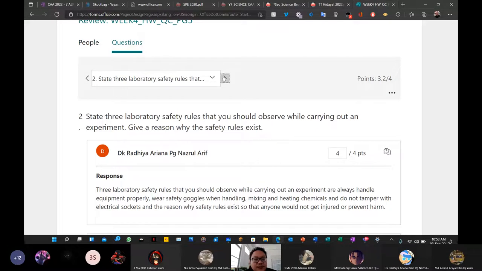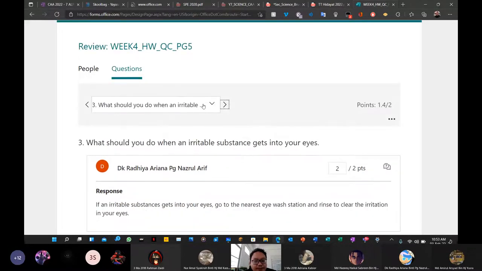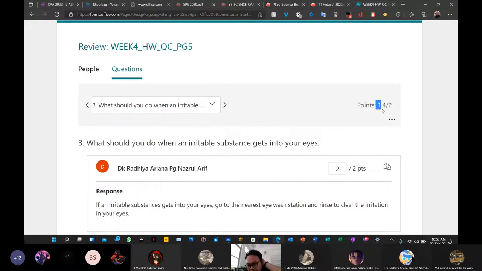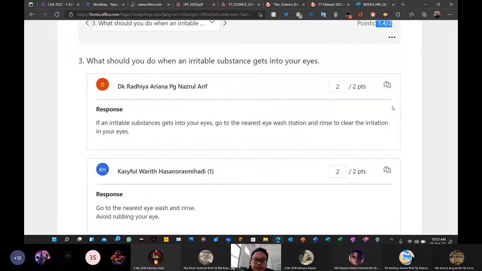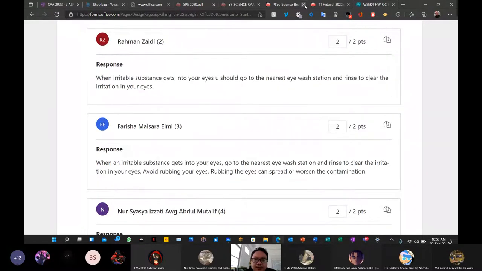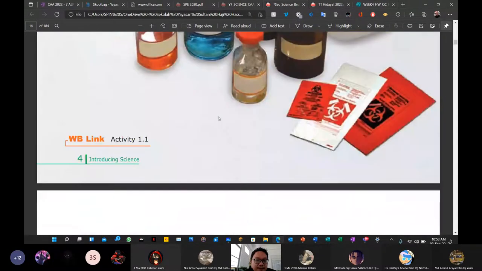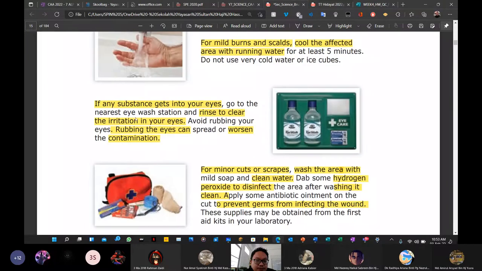Next one, the third one. What should you do when an irritable substance gets into your eyes? Not everyone got full marks. The average is 1.4. If you follow the answer inside your textbook, it should simply be: go to the nearest eye wash station, and then rinse to clear the irritation. These are the 2 marks that I'm looking for. If you write down wash your eyes, that one is incorrect. It must be rinse to clear the irritation.